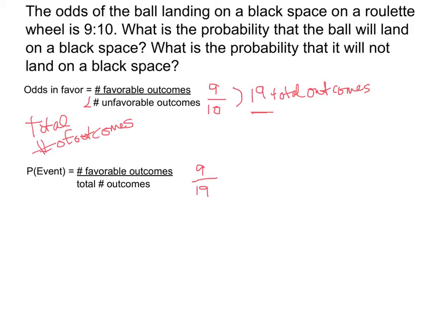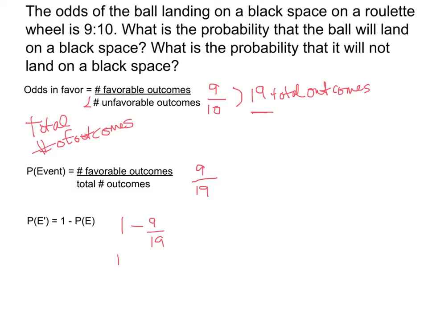Now, the next question, what is the probability that it will not land on a black space? Well, in order to do this, we need to know what is the probability of the complement of an event. So let's look at that definition. So the last piece that we need here is the probability of the event not happening, which is also written as the probability of E prime. In our case, that is the probability of it not landing on a black space. So that's equal to 1 minus the probability of the event happening. So for us, it's 1 minus 9 over 19.